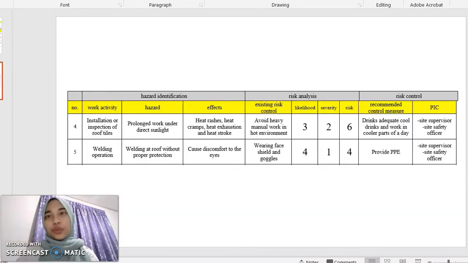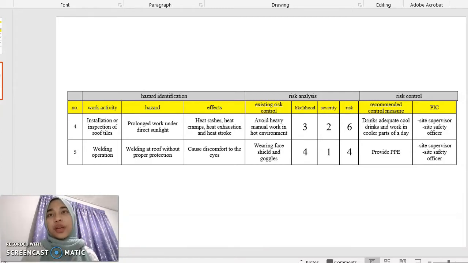We continue with the same work activity, the installation or inspection of roof tiles. The hazard is prolonged work under direct sunlight, and it gives effects such as heat rashes, heat cramps, heat exhaustion, and heat stroke. The existing risk control is to avoid heavy manual work in a hot environment. The risk is 6, which is medium, and the recommended control measure is to drink adequate cool drinks and work in cooler parts of the day.